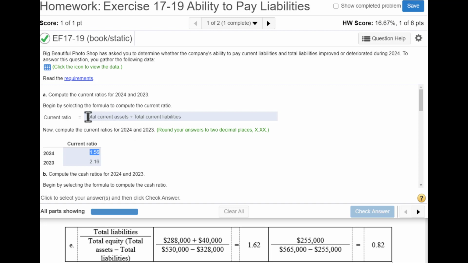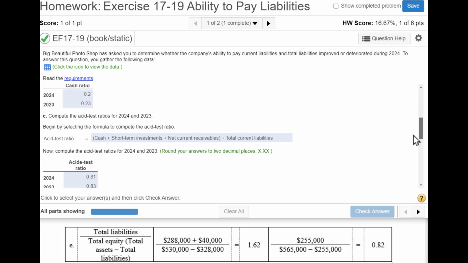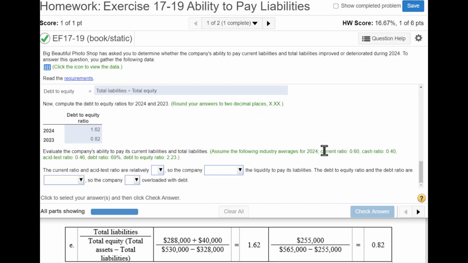Now remember, the current ratio is total current assets divided by current liabilities. So do we want high or low? Well, you want a huge number of current assets, like cash, and low current liabilities. So you want this number to be big. So if ours is 1.56 and the industry average is 0.6, our current ratio is relatively high.